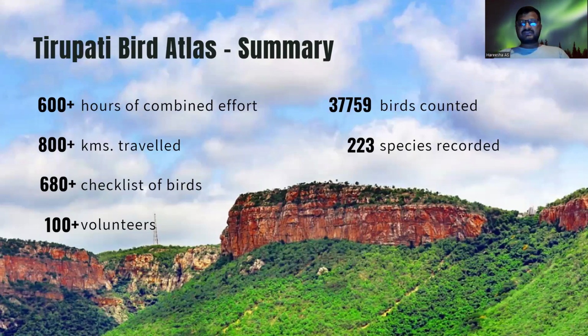two non-breeding surveys and one winter survey, where we spent 600-plus Atlas hours and traveled 800-plus kilometers. We made 680-plus checklists, with 100-plus volunteers involved. We reported 37,000 bird counts, and recorded 223 species of birds.